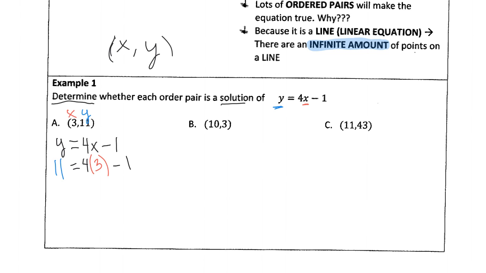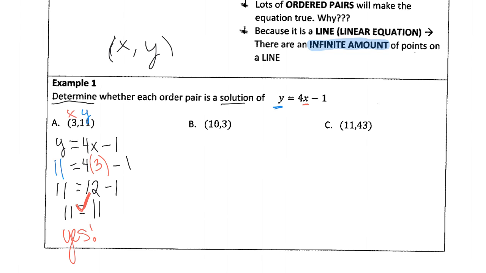And remember, an ordered pair is only a solution if it makes the equation true. So we have to figure out, is this actually true? Well, let's first do 4 times 3 is 12. 12 minus 1 is 11, and it's equal to 11. So is that true? Is 11 equal to 11? Yes. Okay, so then I check off that that's true. And is this ordered pair a solution? Yes, it is a solution.